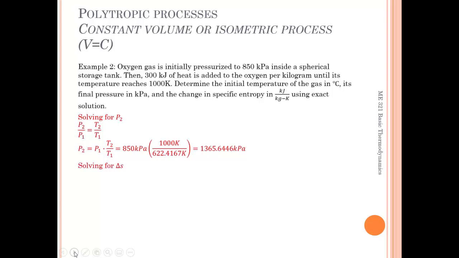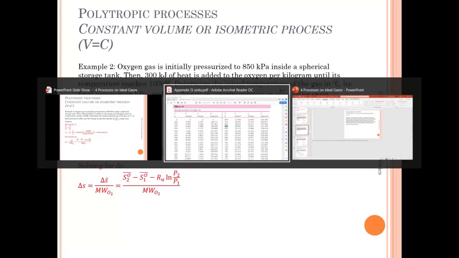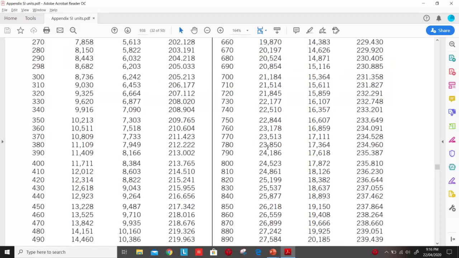Lastly, we will now compute for the change in specific entropy. Again, since Appendix A19 does not list values for the specific entropy of oxygen, then we will compute for it using the change in entropy per unit mole divided by the molecular weight of oxygen. From Appendix A19, the final entropy per unit mole is 243.4 kilojoules per kilomole Kelvin.